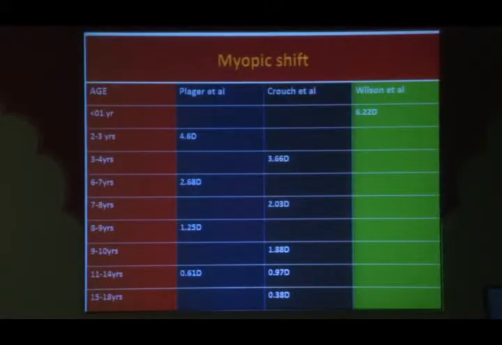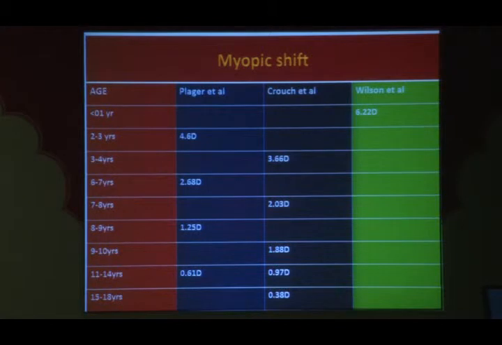And the last factor that I would like to discuss is the myopic shift. Now, after the IOL is implanted, the eyeball is still growing, and various ophthalmologists have studied how much myopic shift occurs. Wilson et al. found a myopic shift of about 6.22 diopters in infants who were operated for cataract surgery at less than 1 year old.